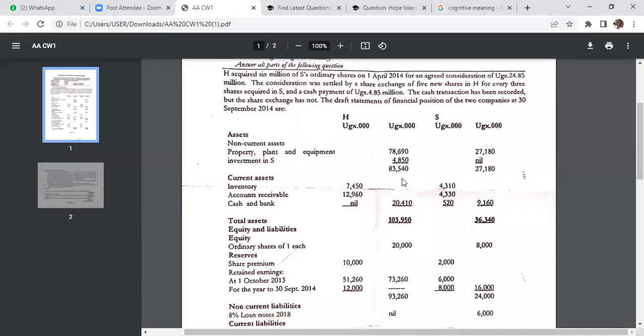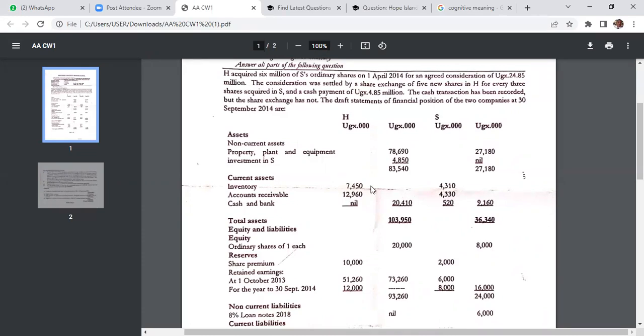If you see keenly, when you go to the books of H, the investment in S is only 4.85 million, which was the cash consideration. Otherwise, they say that the cash transaction has been recorded, but the share exchange has not. They didn't record it. So we're supposed to record it for them.